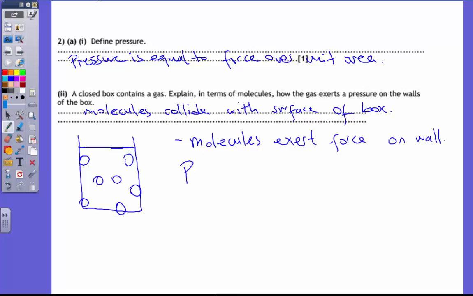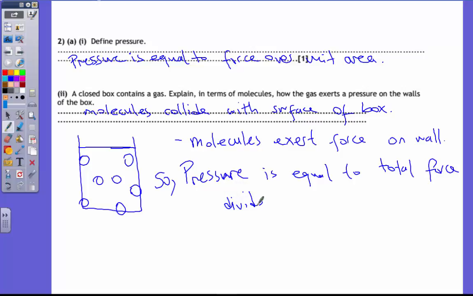And so pressure is equal to total force divided by total area of the wall, and it gives us the total pressure.